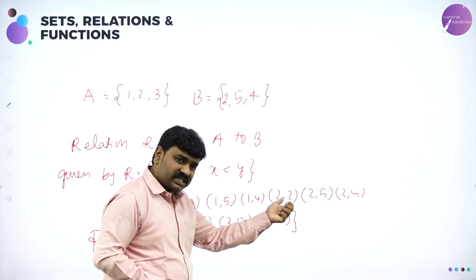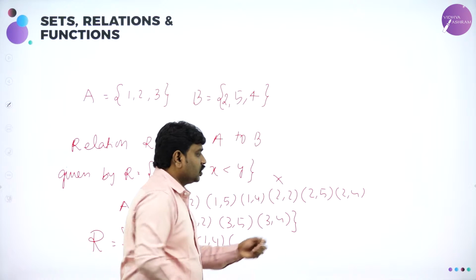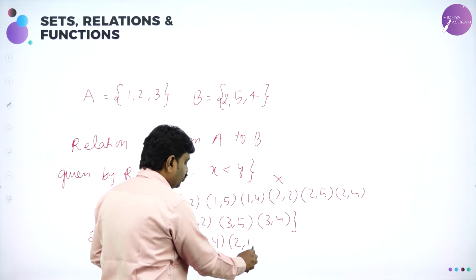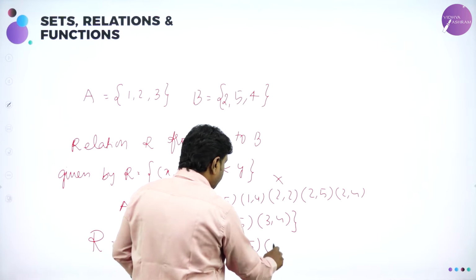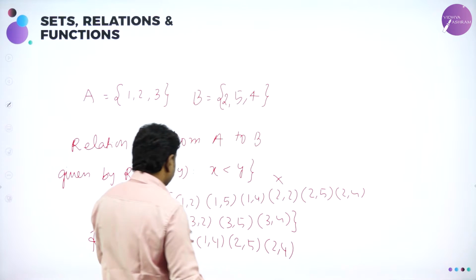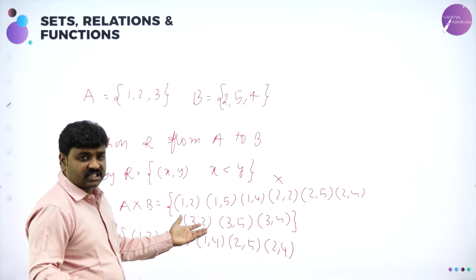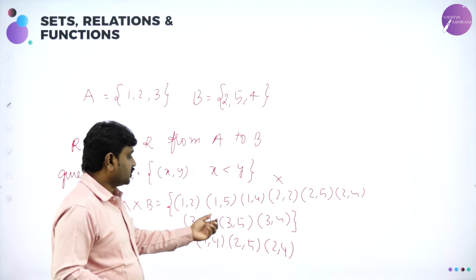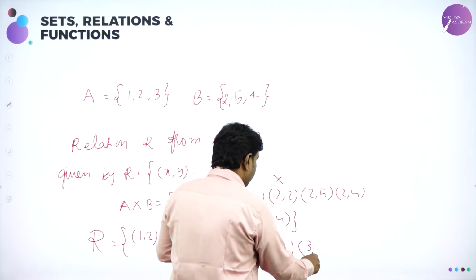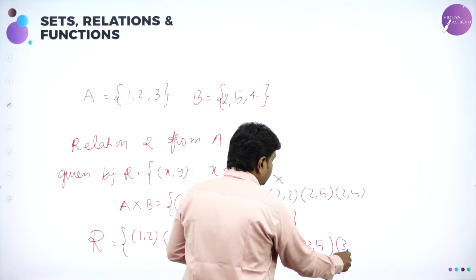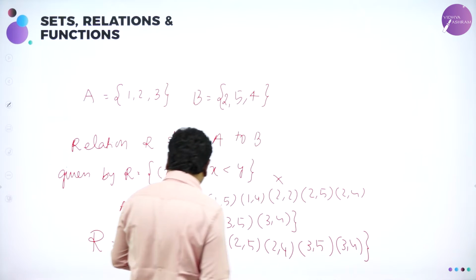2 2, is 2 less than 2? No, I cannot take this. 2 less than 5, yes, you can pick 2 5, you can pick 2 4. 3 2 you cannot pick because 3 is not less than 2. 3 5 I can take because 3 is less than 5, 3 4 also I can take. So this is the relation. You can see I wrote the relation.